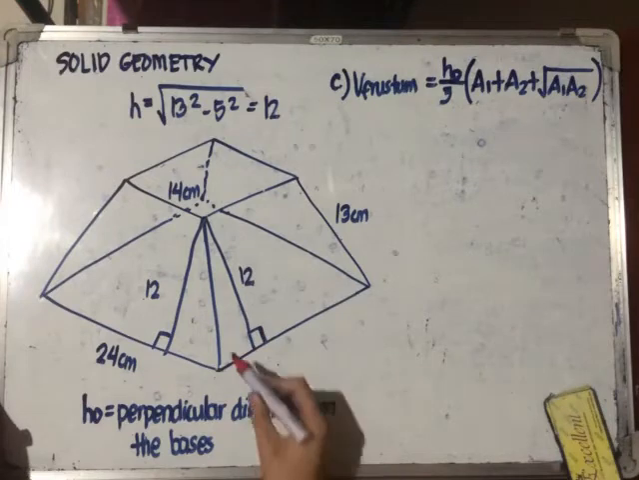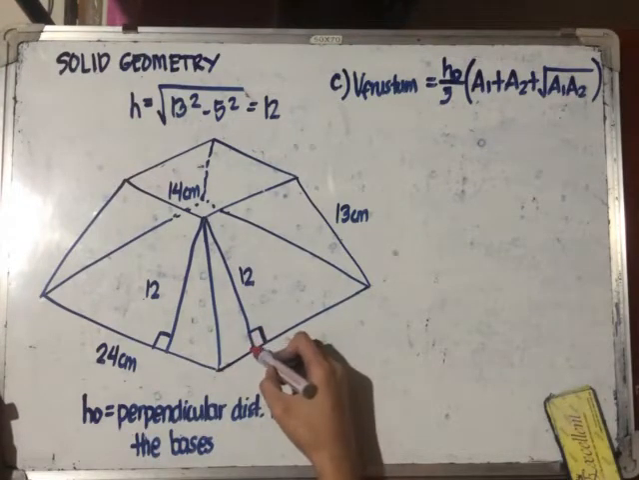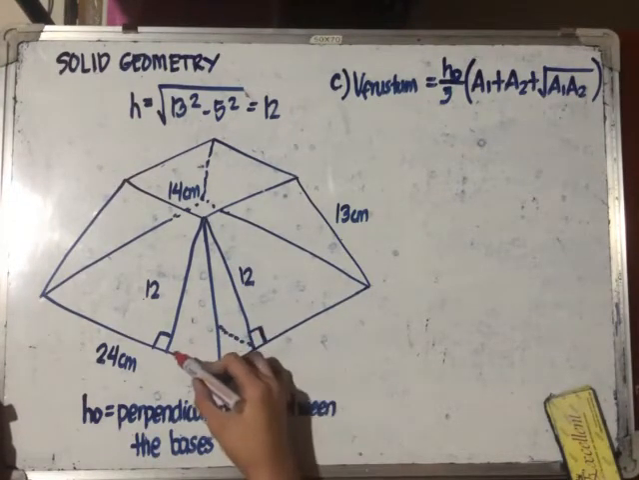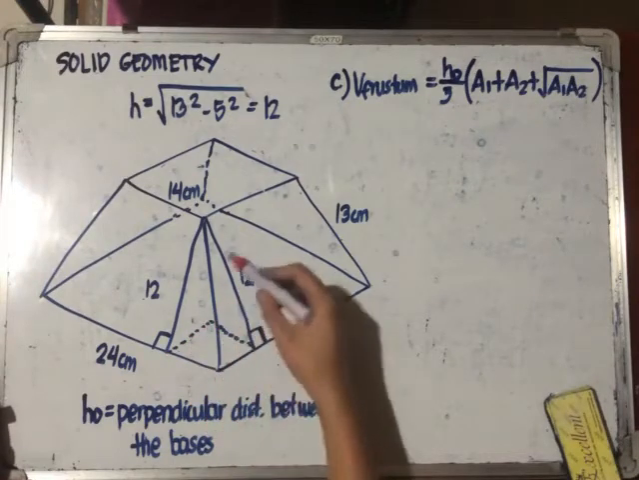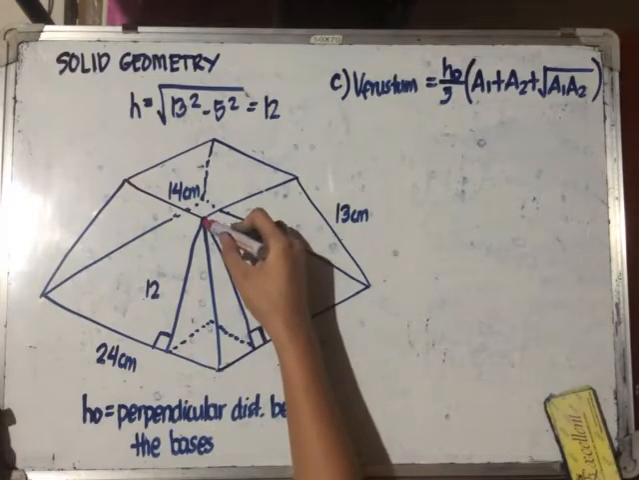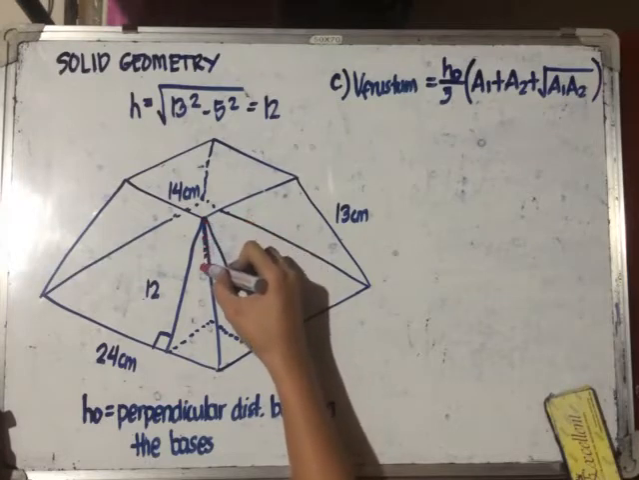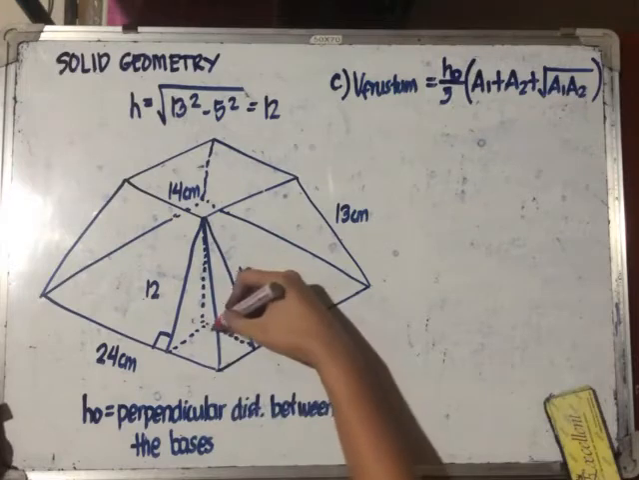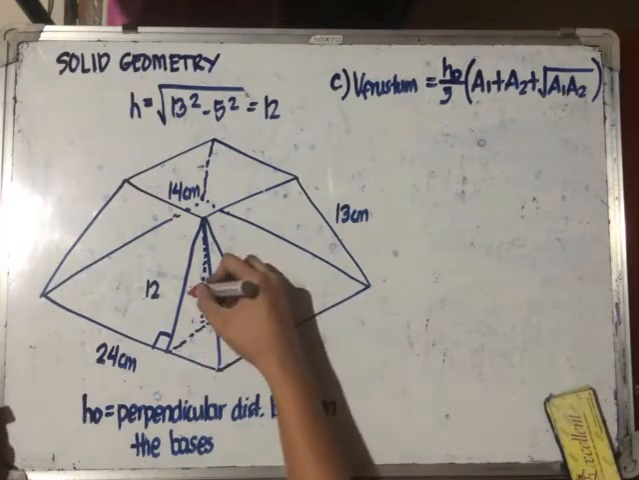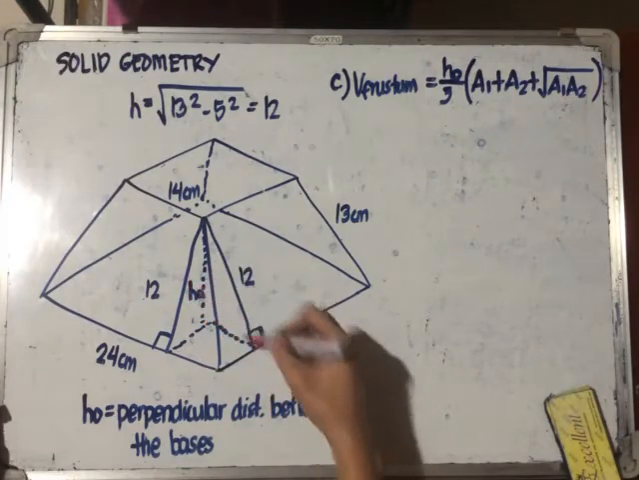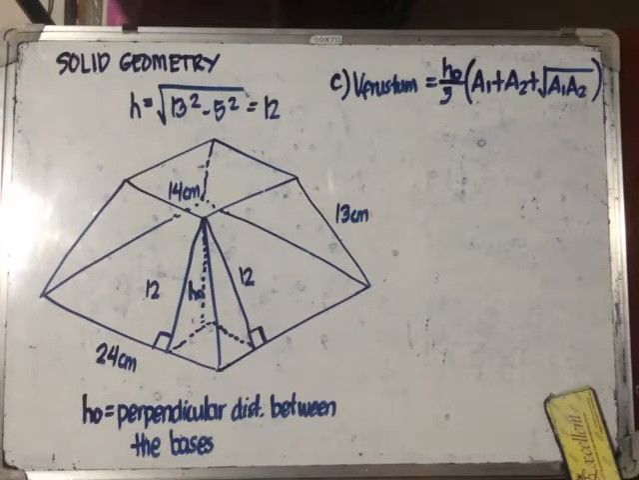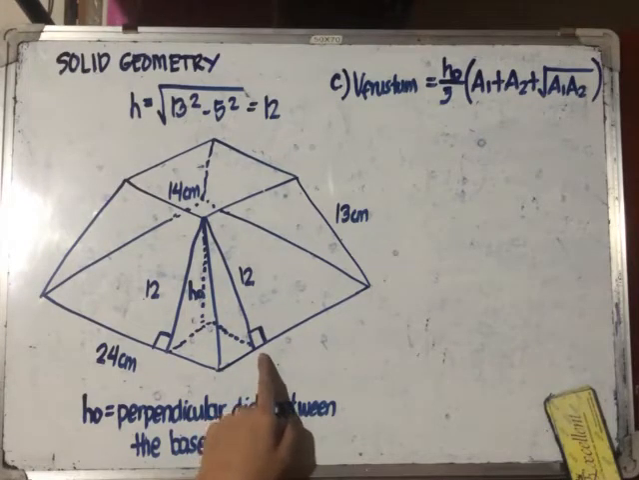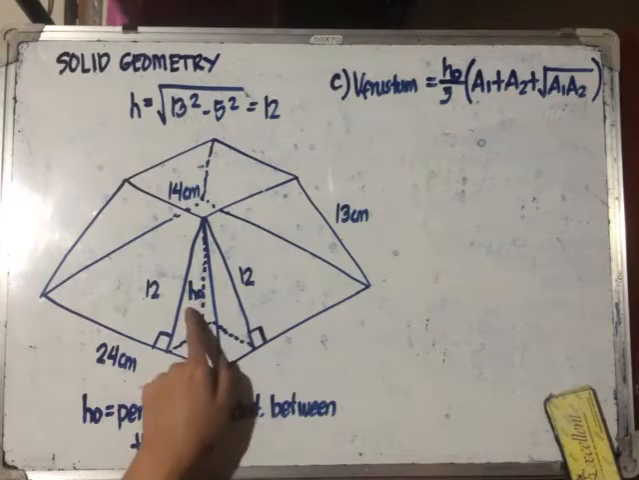Okay, but what we need to find here is something that is perpendicular to this 12, and perpendicular to this height here. Okay, let me move that a little bit. Ayan. So that is H sub O. So if I am drawing this one on a side view, parang somehow makikita mo na nag-i-intersect itong 12 na to at saka yung H sub O.